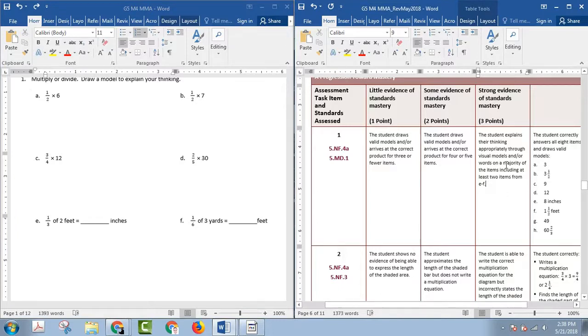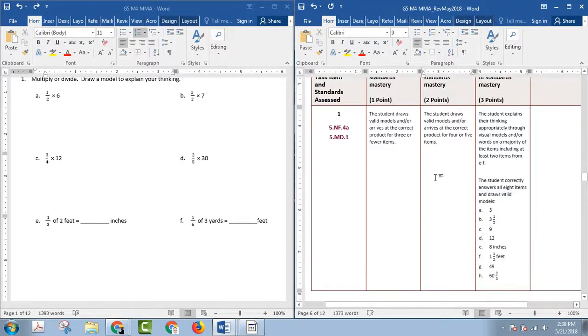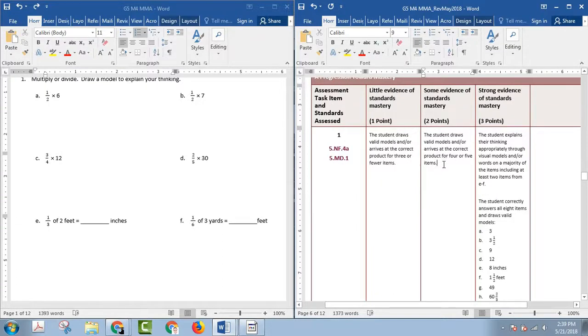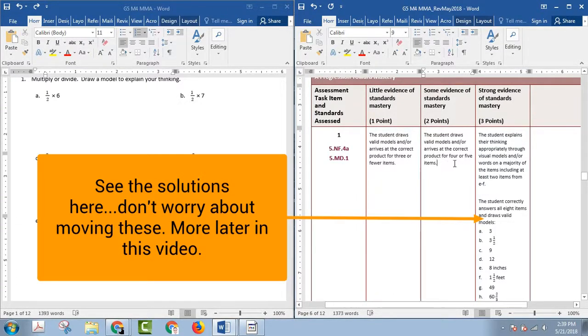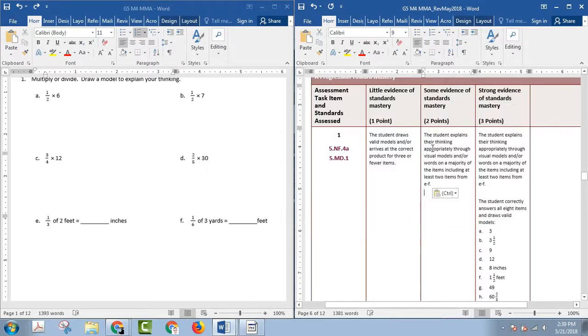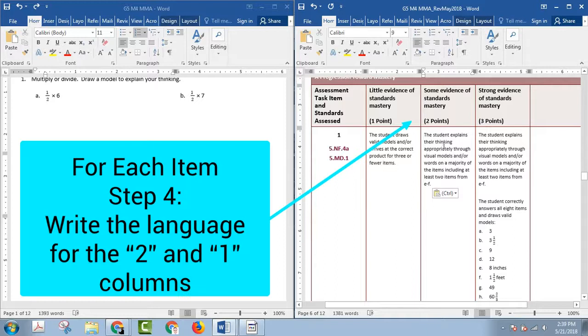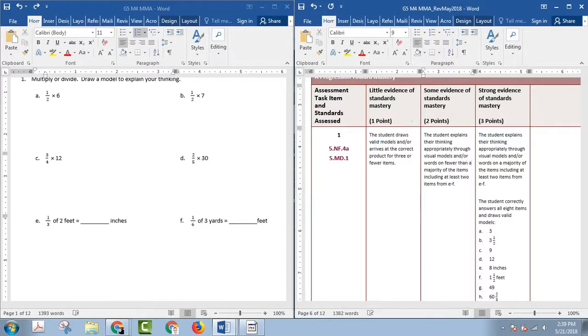So the current 3 is this. Now for the 2, it would be not quite this. So I'm actually going to take this, Control C, put it here, but instead of a majority, student explains their thinking appropriately through visual models and or words on fewer than a majority of the items. And I don't need that piece because if you don't get it on the majority, they're not going to get those. That's pretty much guaranteed.